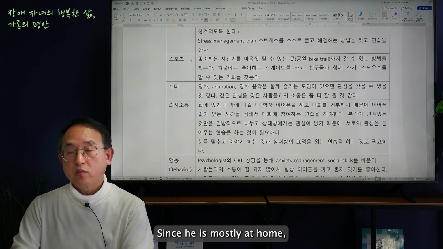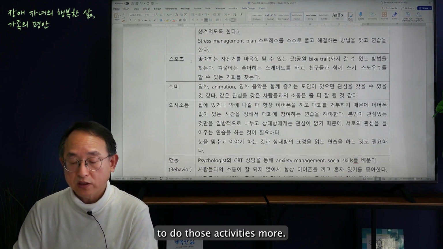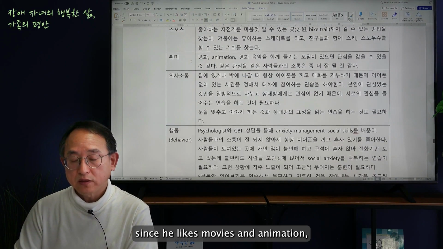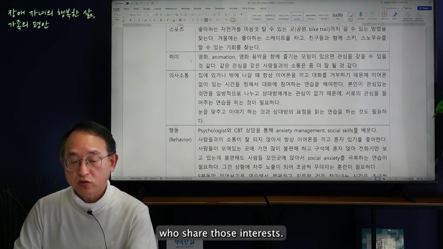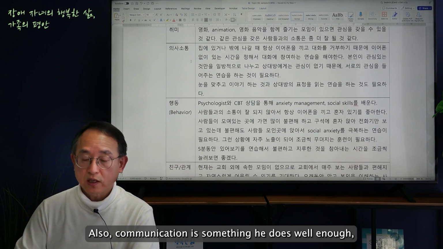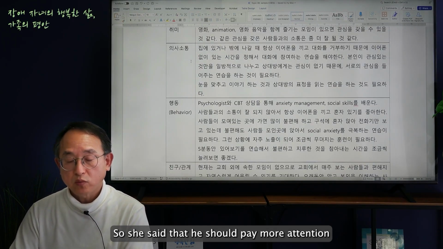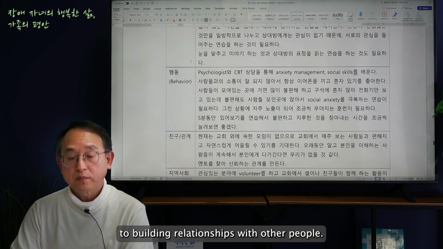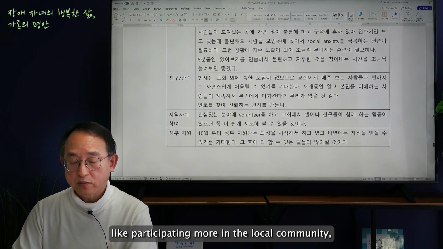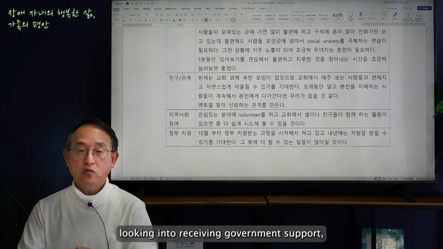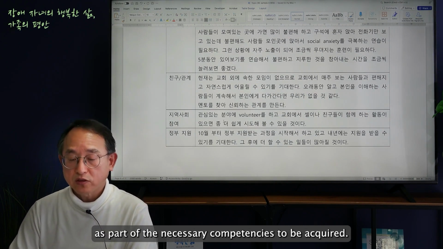Since she is mostly at home, she rides things like bicycles, so she wrote that she would encourage her to do those activities more. As for hobbies, since she likes movies and animation, she thought it would be good for her to communicate with others who share those interests. Also, communication is something she does well enough, but the problem was that she tends to be alone. So she said that she should pay more attention to building relationships with other people. She also mentioned that she would seek help from professionals. Next, she wrote down things like participating more in the local community, looking into receiving government support, and figuring out how to go about these things as part of the necessary competencies to be acquired.